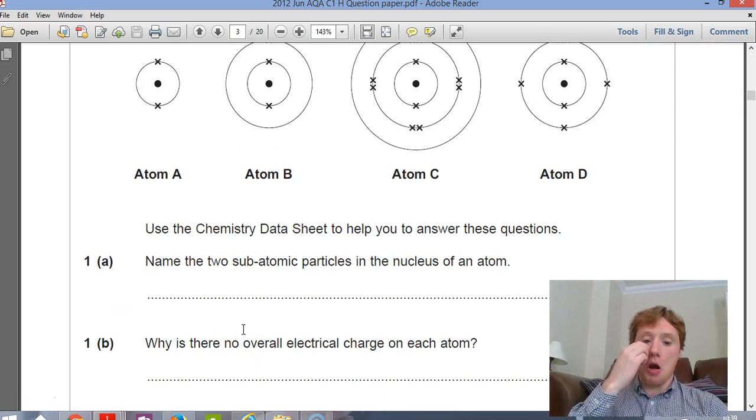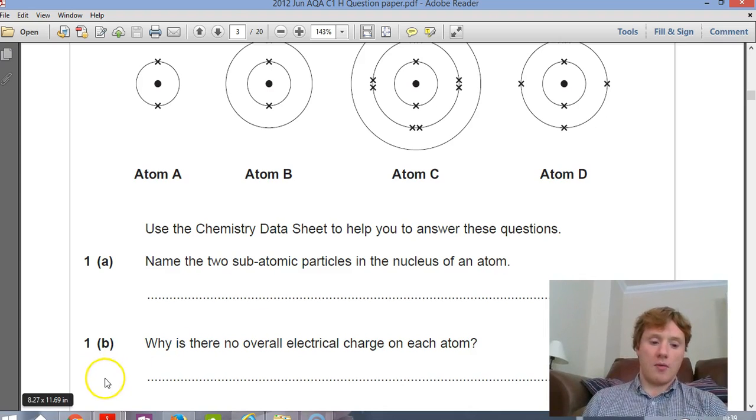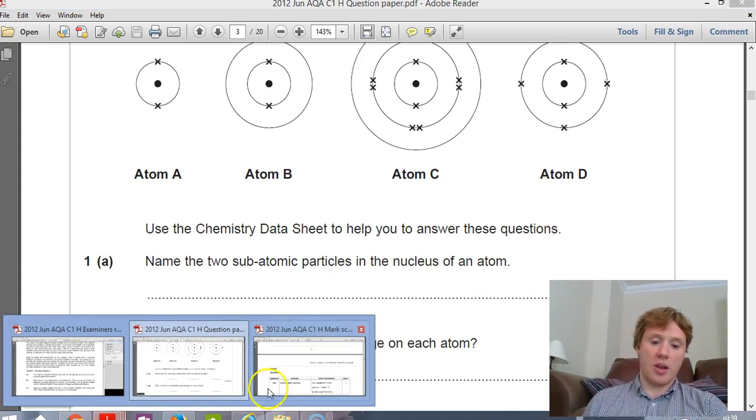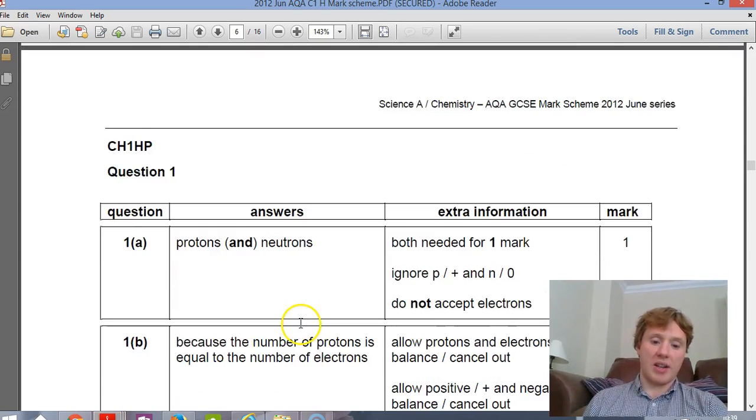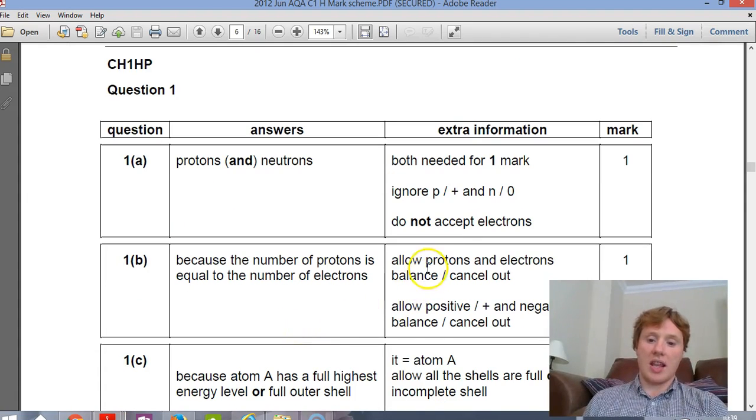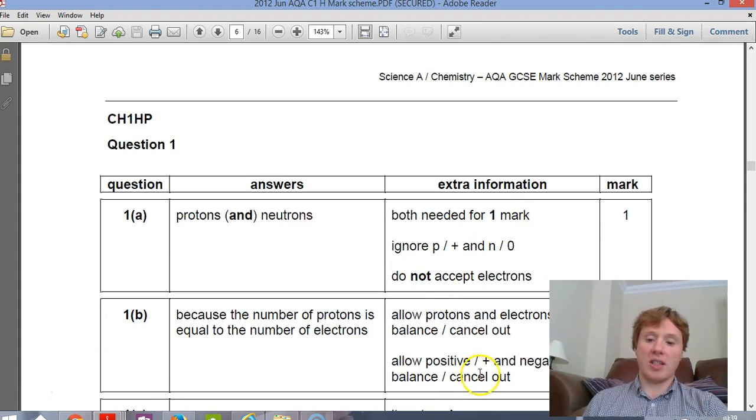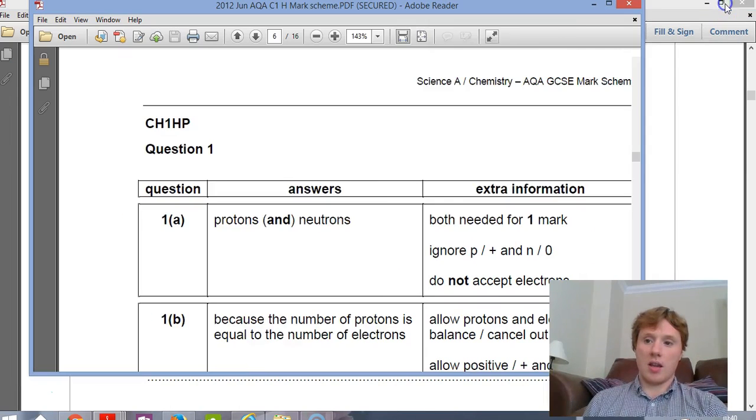Why is there no overall electrical charge on the atom? Off you go. Right, the reason is the number of protons is the same as the number of electrons. You can say they balance or cancel out. You can say the positives and negatives balance or cancel out. So there you go.